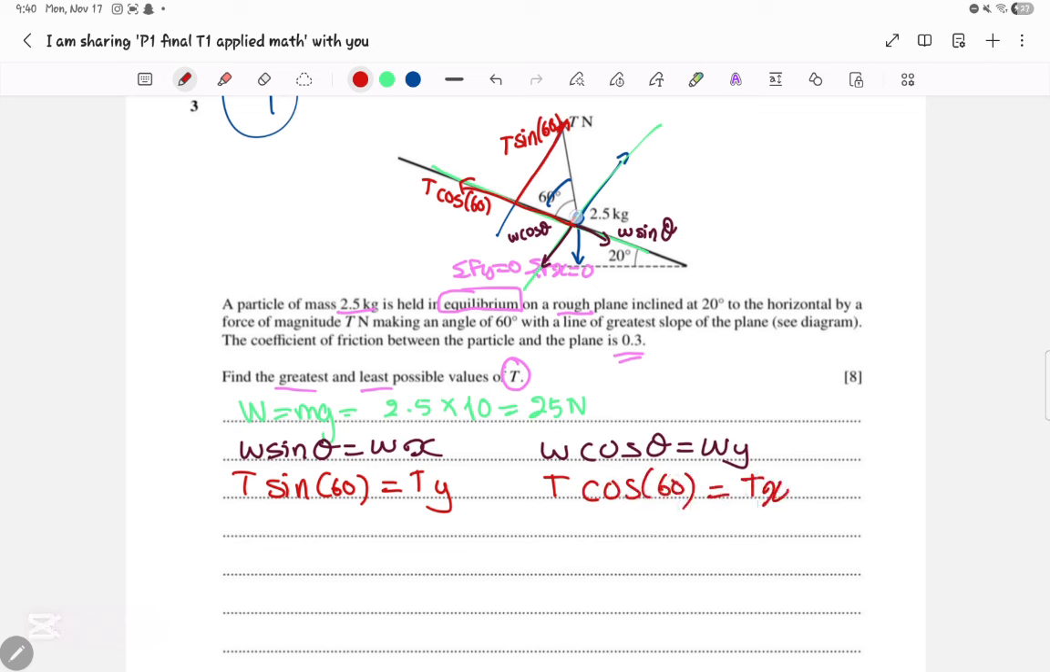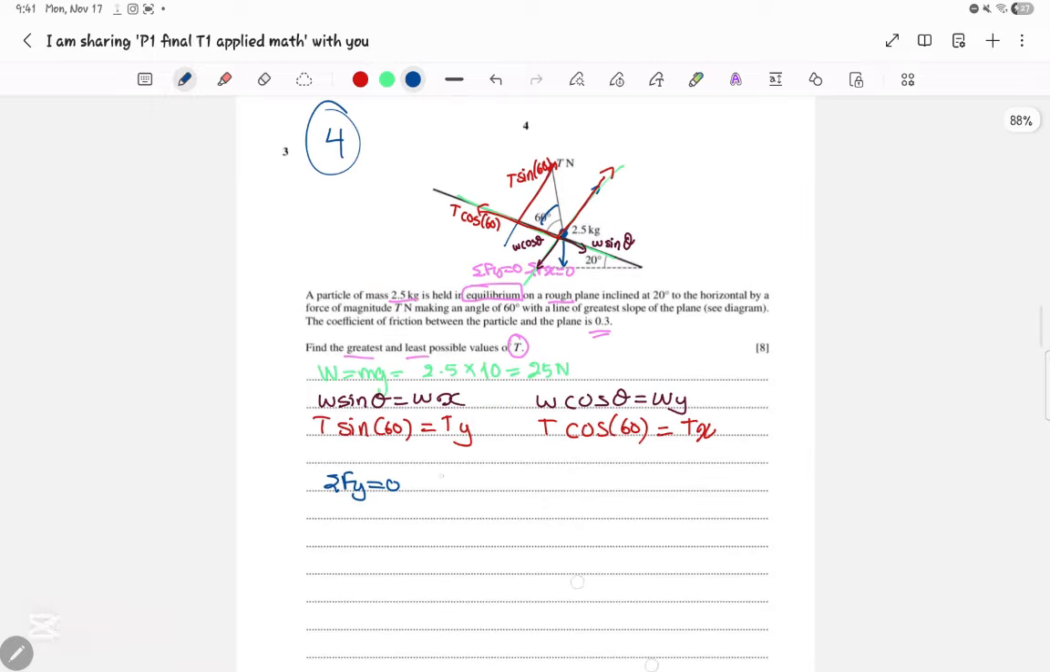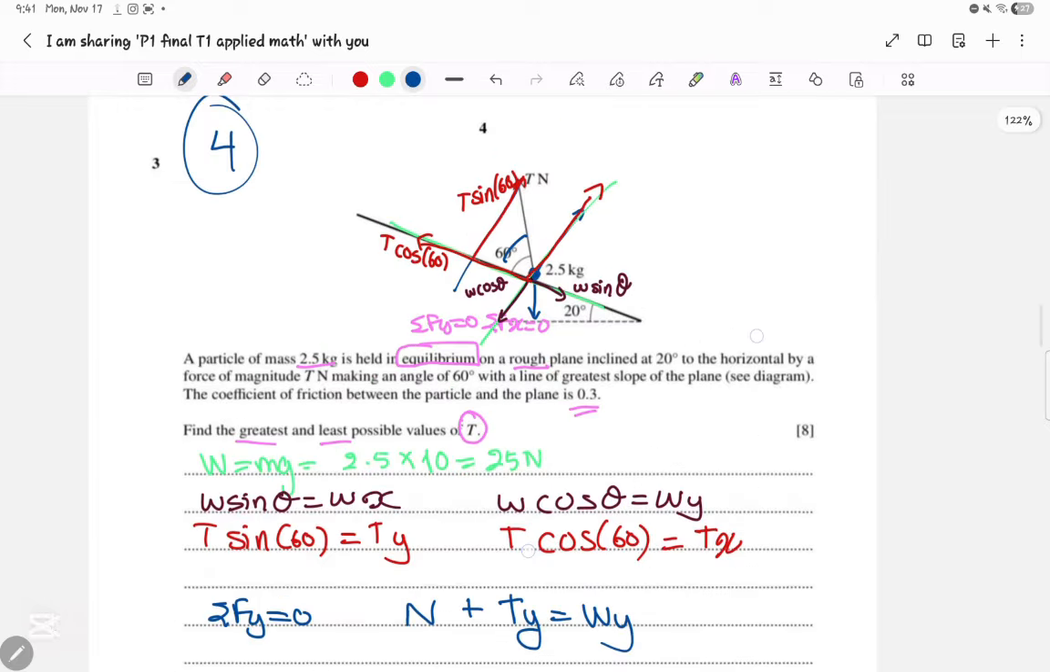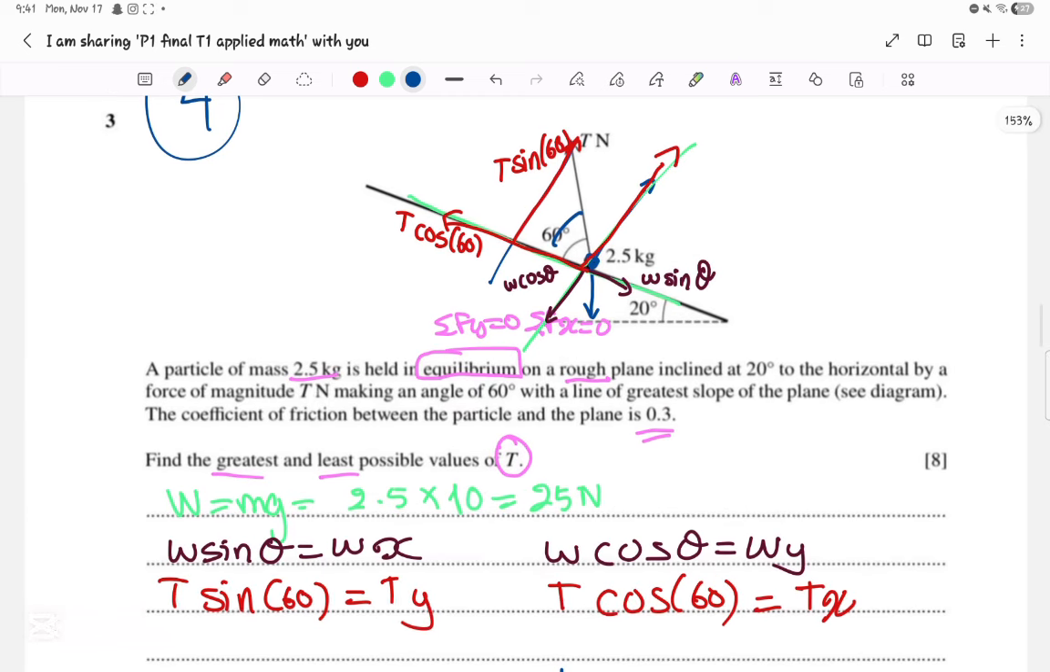How's my tension y acting? It's acting upwards. What does this mean? First of all, it's an equilibrium. Sigma Fy equals 0. What does this mean? This means everything up equals everything down. That means normal push plus tension y is equal to Wy. Then sigma Fx is equal to 0. What does this mean? This means that, we forgot about the friction, by the way. Yeah, we forgot about the friction.